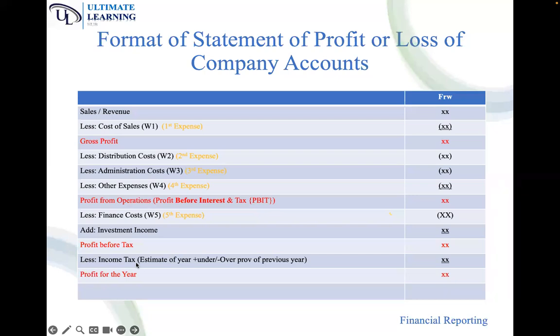That's why it's important to cover everything we covered in the morning. All those workings on issue of shares, etc., they'll be affecting the financial statements we are about to prepare.